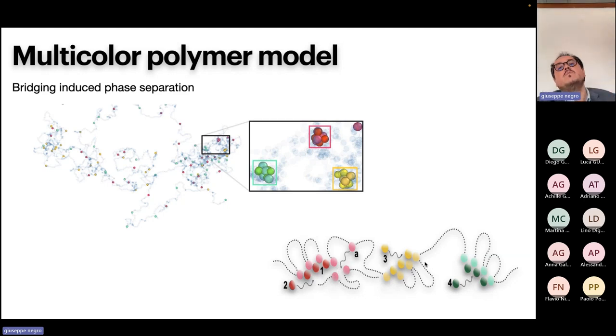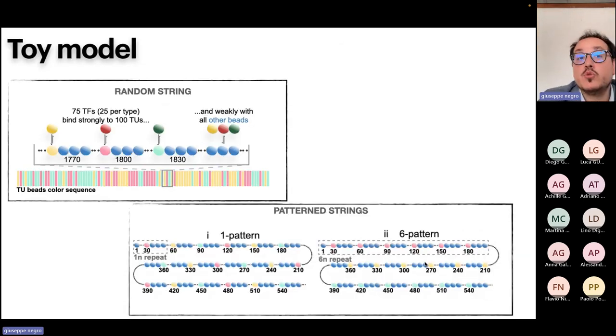To study the implications of the introduction of this multicolor model, we consider two toy models. These are not connected at all with experiments. They are just to understand the implications, from the structure and from the activity point of view, of the introduction of multiple colors. We consider two kinds of strings: a random string, where every 30 beads we randomly selected a color and colored that bead, and pattern strings with different patterns, like one pattern repeating and six pattern repeating chains.